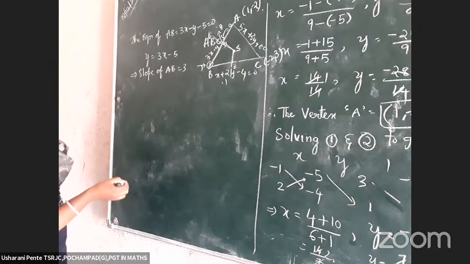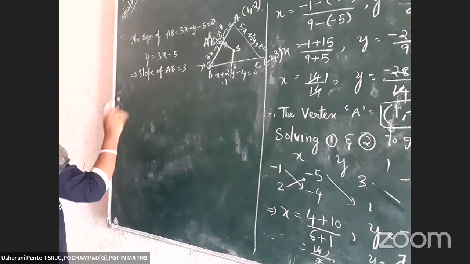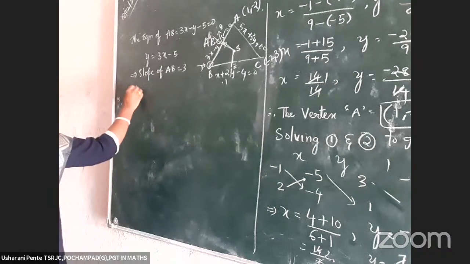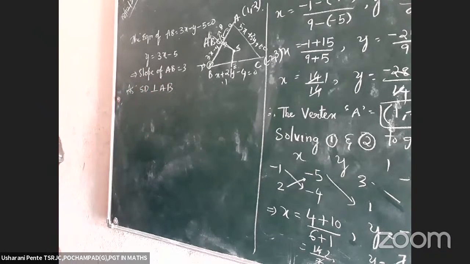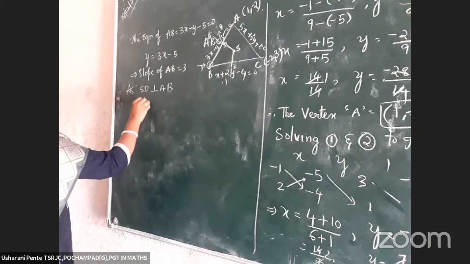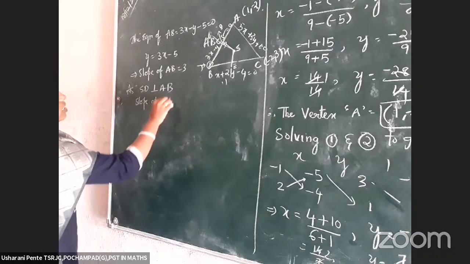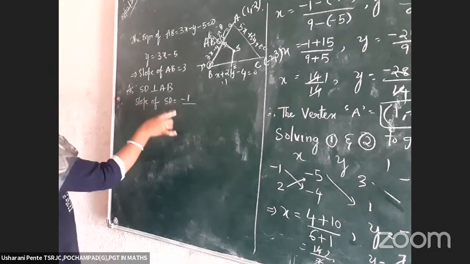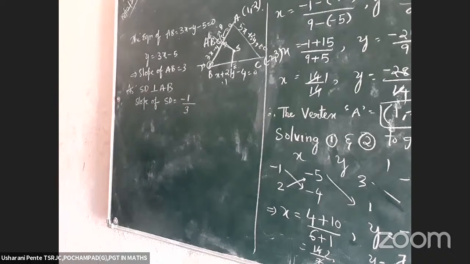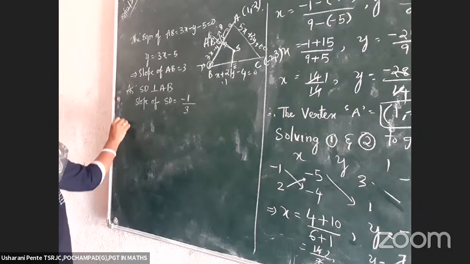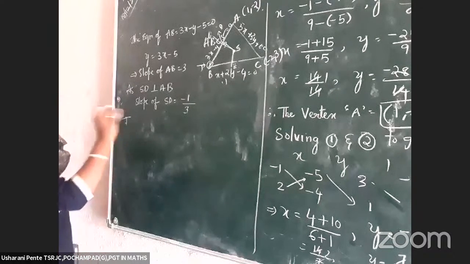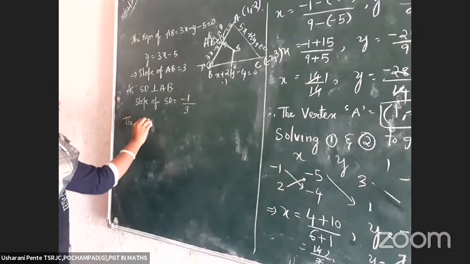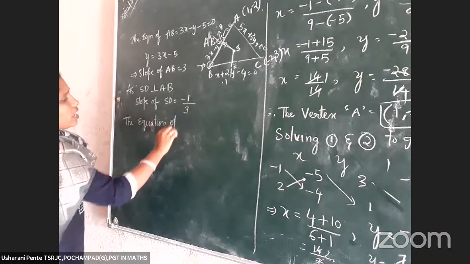Now, what about the slope of SD? D is the midpoint of AB. Therefore, as SD is perpendicular to AB, the slope of SD is equal to how much? Minus 1 by the slope of AB, that is 3, so minus 1 by 3. Therefore, we have the point D, and by using the point slope form, we are finding the equation of SD.